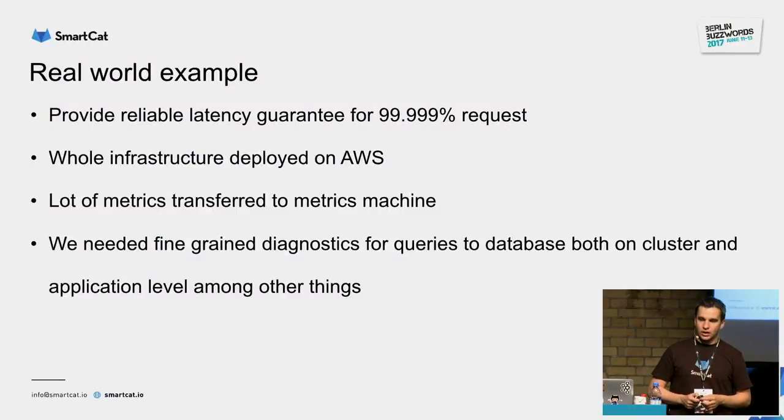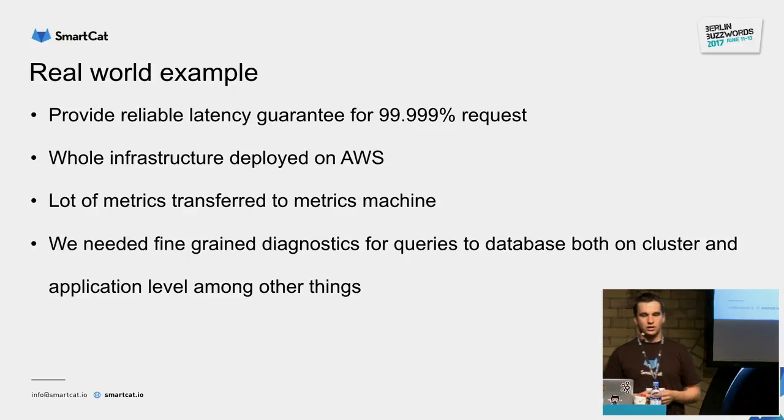So again, I want to return to a real-world example of why we did all of this. To give you more context, we needed to provide reliable guarantees that we'll have latency on 99.999% of requests during 24 hours under 100 milliseconds. And the whole infrastructure was deployed to AWS. And we had a bunch of machines, 20 Cassandra nodes, 10 applications, and it was really complex infrastructure. So we needed really good insights from our monitoring system, because a single peak can mess up our 24-hour SLA.